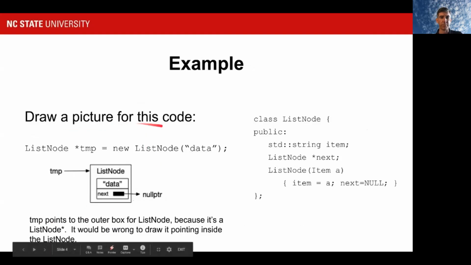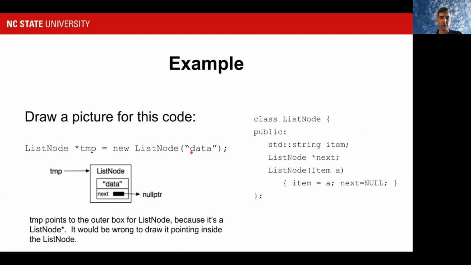So let's say I want to draw a picture for this code. I create a variable called temp and I set it equal to a new list node object. And just as a refresher, we define our list node this way. I replaced item here from a more generic item type to specifically be a standard string, just to make this example a little more clear. But this item could be anything. It could be an integer, it could be a string, we could make it whatever, and then we'd want to draw our object to reflect that. But here we're going to assume it's a string.